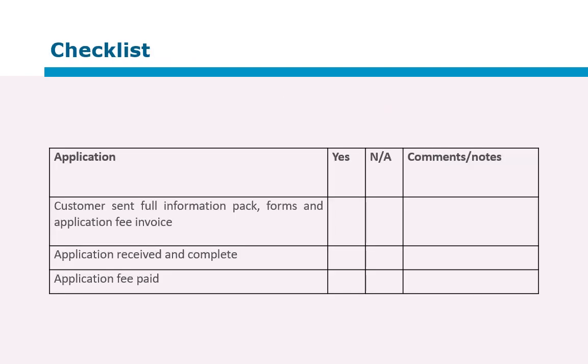Let's quickly look at the checklist. Now for step 1, it is very short and sweet. 3 questions. Has the full information pack, forms and application fee invoice been sent to the customer? Has the application been received and complete? And finally, has the application fee been paid? And that is step 1.